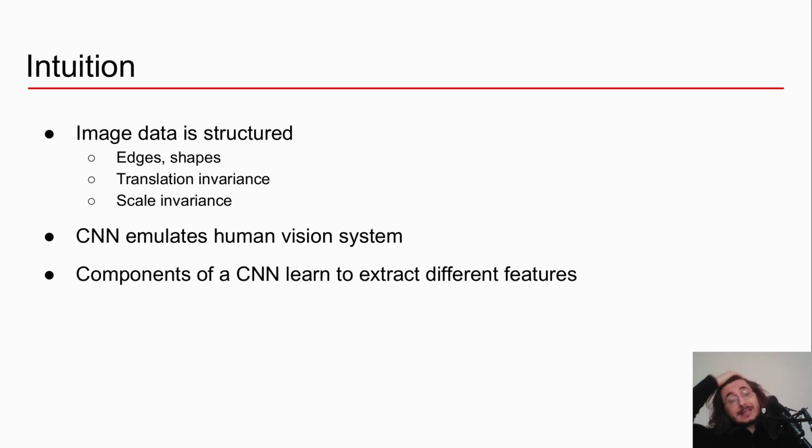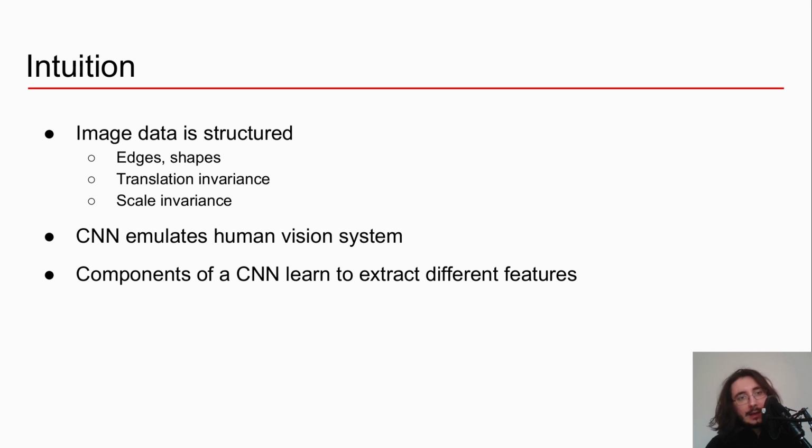And in a sense, what we do with CNNs is we try to emulate the way we see and perceive images, right? When we see stuff, we basically extract basic features. For example, we are able to extract vertical bars or horizontal bars. And in a sense, all the different components of a CNN try to learn to extract different types of features.